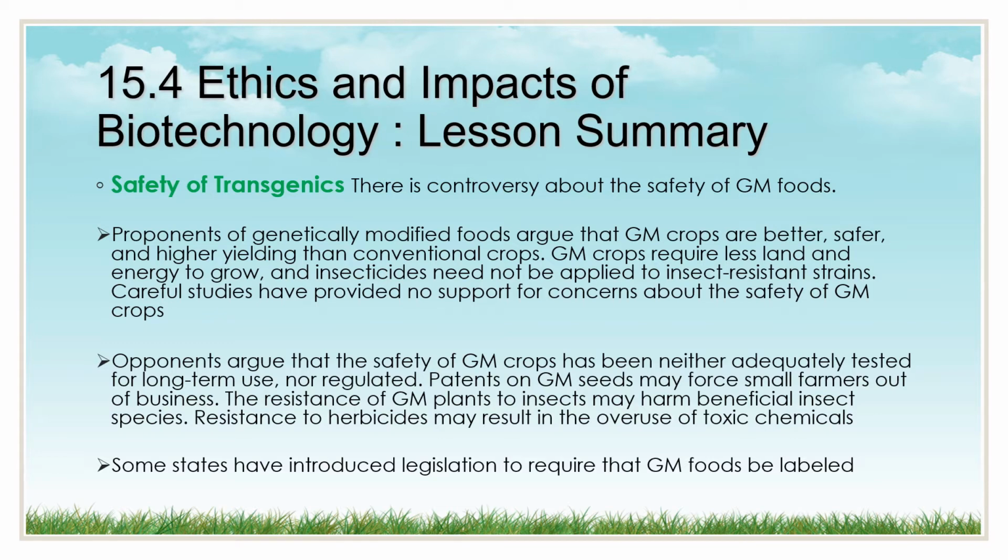Opponents argue that the safety of GM crops has been neither adequately tested for long-term use nor regulated, so patents on GM seeds may force small farmers out of business. The resistance of GM plants to insects may also harm beneficial insect species, while resistance to herbicides may result in the overuse of toxic chemicals. Some states have introduced legislation to require that GM foods must be labeled to give consumers the choice.